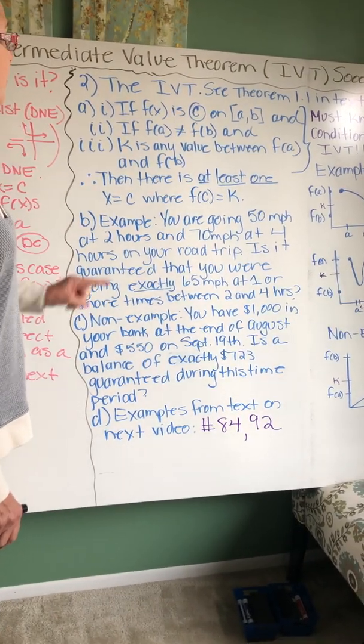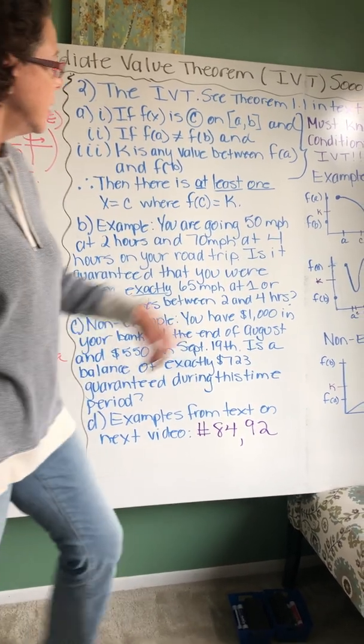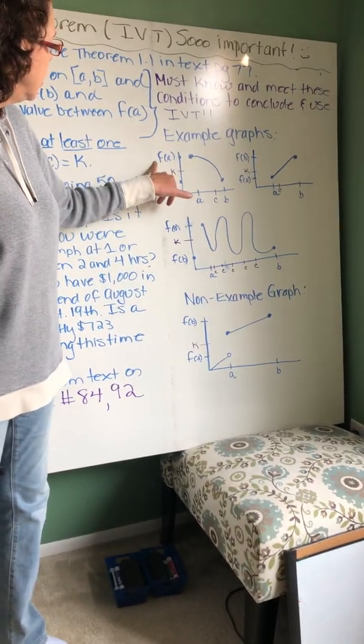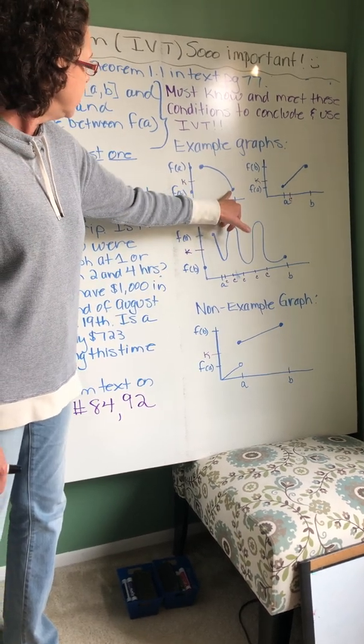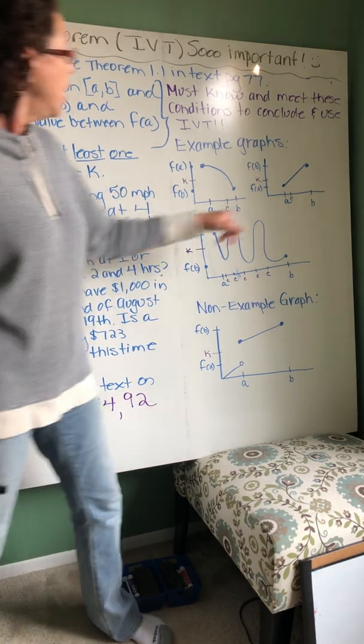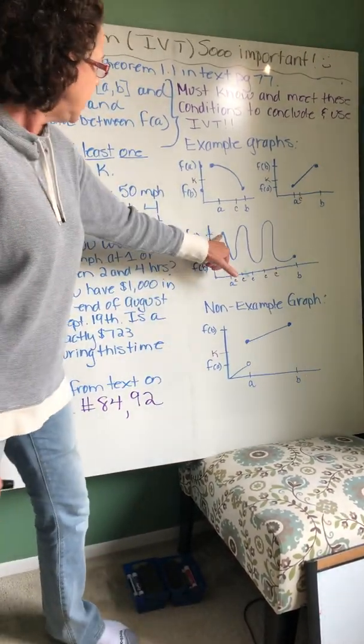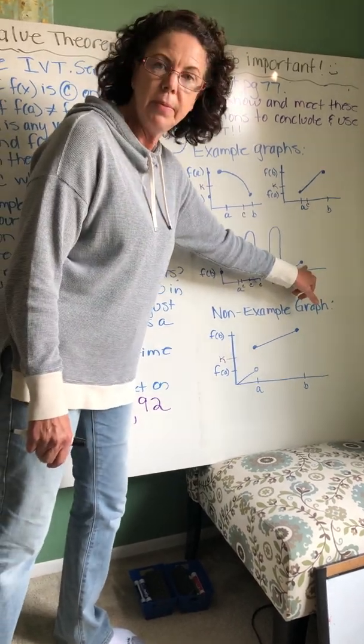Second, f of a does not equal f of b. Let's take a look. F of a, f of b. Notice they are not equal to each other. Those are different y values. F of a does not equal f of b.